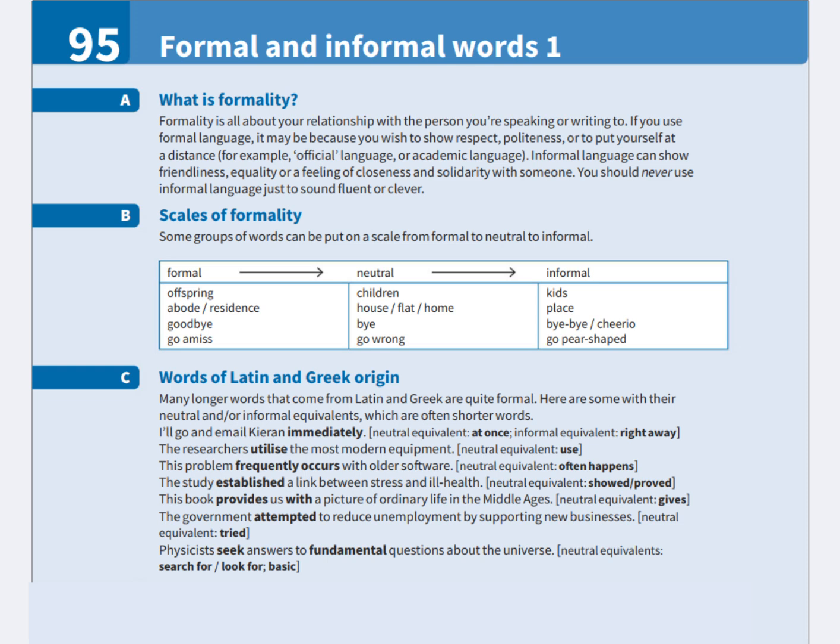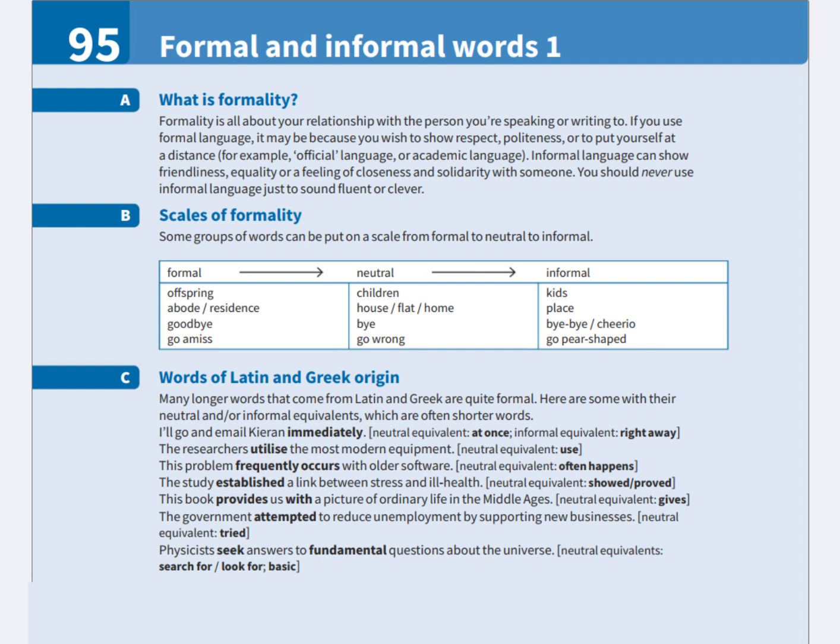Lesson 95. Formal and Informal Words 1. Hello, and welcome to this lesson. Today, we are going to learn how English vocabulary changes according to the level of formality. We will compare formal, neutral, and informal words, and examine expressions commonly used in academic writing, official language, instructions, and public notices.